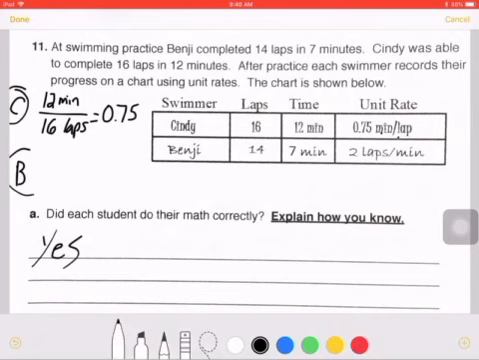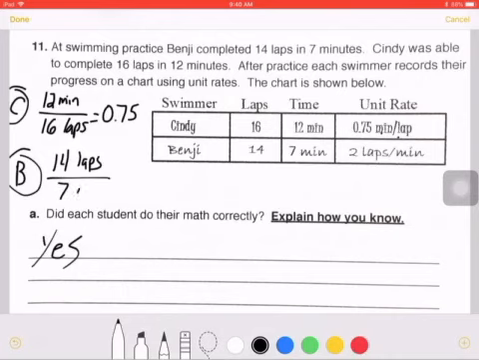When I look at Benji's work, he has laps per minute, so he had to have divided the other way around. He put the laps on top, so he did 14 laps divided by 7 minutes. And you know 14 divided by 7 is 2. And you look at his unit rate, over here it's laps per minute. So he just divided the other way and found a different unit rate, but they're still both correct.